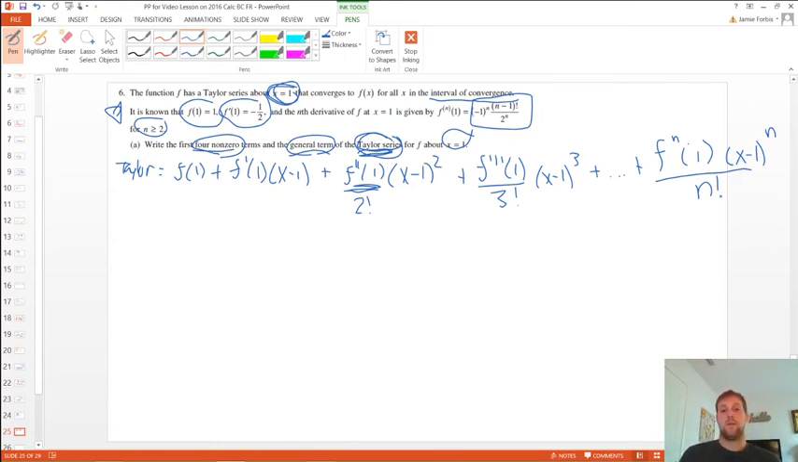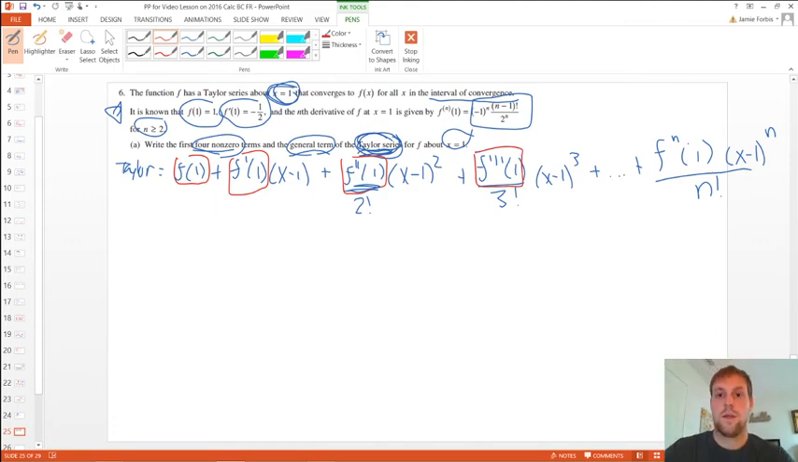Perfect. That's simply writing down the Taylor series. So if I want to have the Taylor series representation of part A here, I need to have this value, this value, this value, and this value.